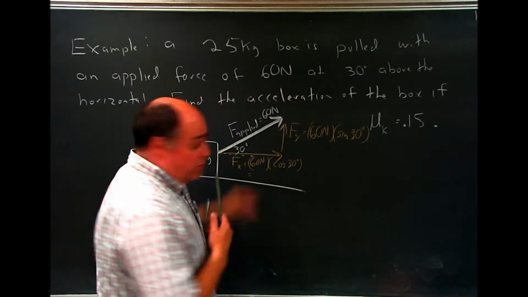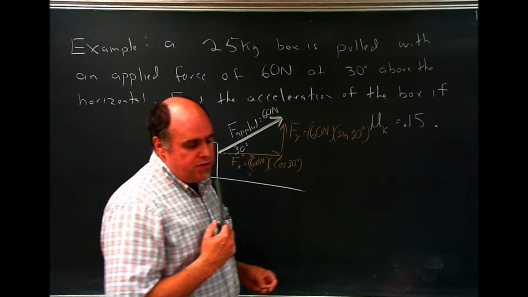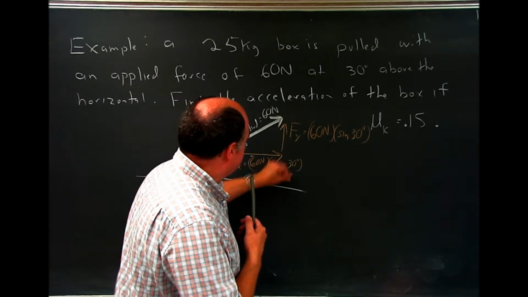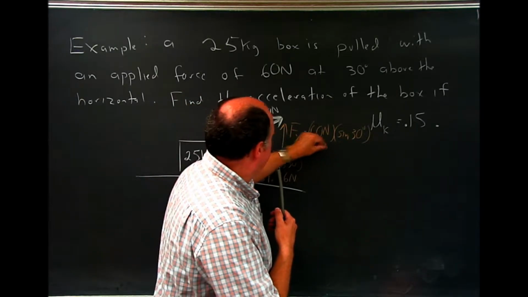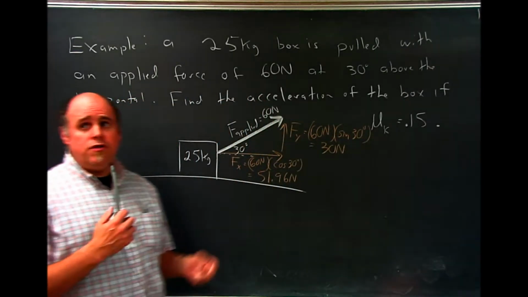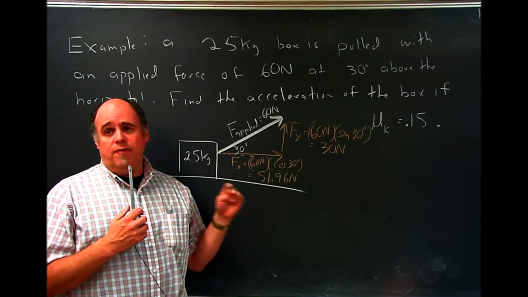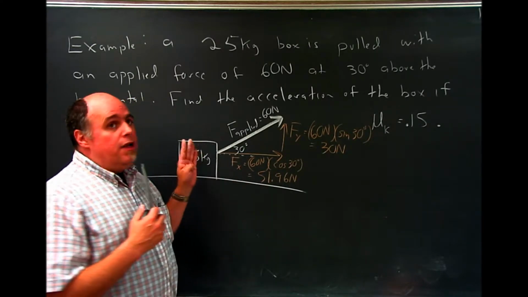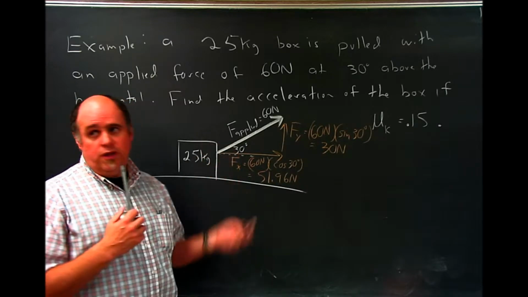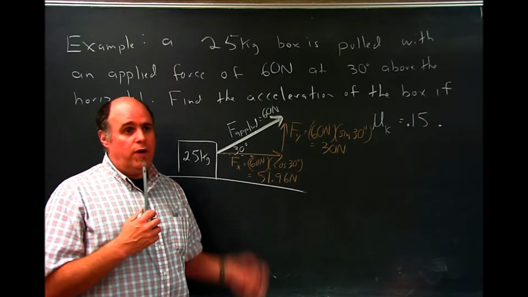When I do those on my calculator, they come out to be some numbers. This is 51.96, and over here, this is 30. So those are the first steps we should do. Anytime you see a vector, not along the x or along the y, if it's somewhere in the middle between them, break it apart into its x and y components.